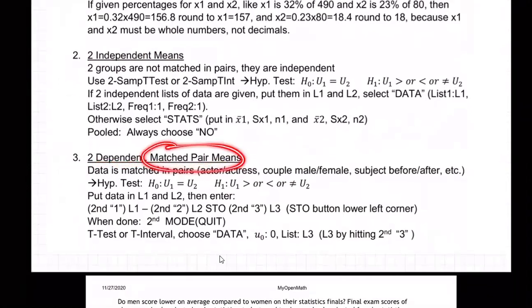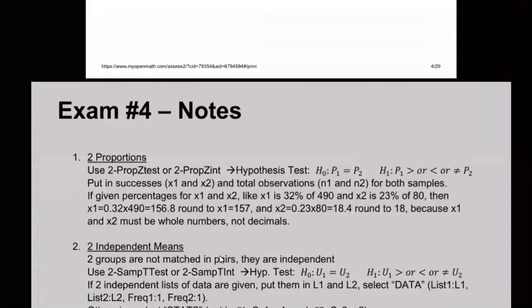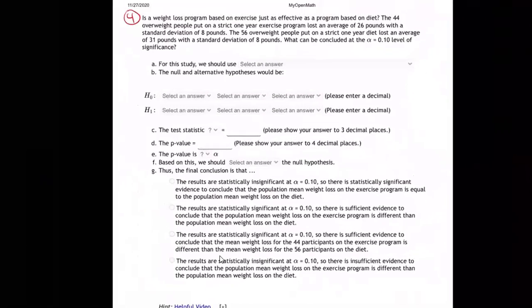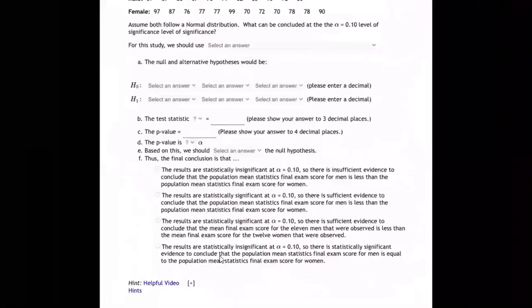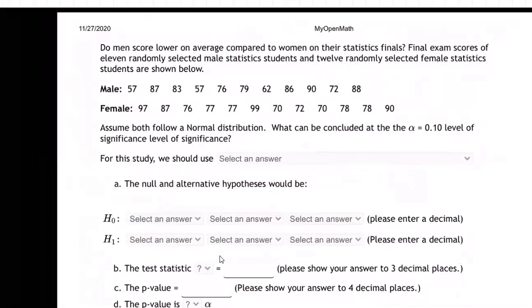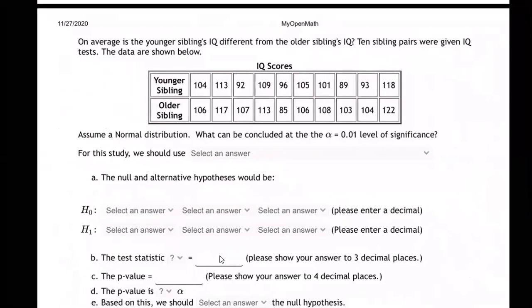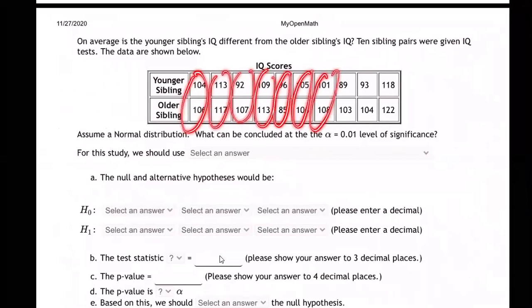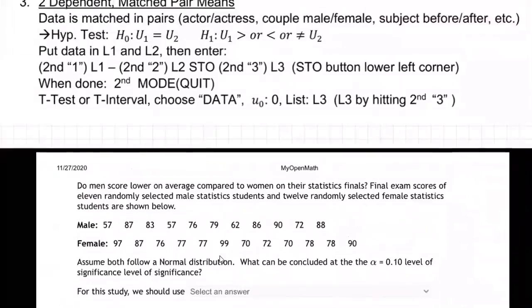Well, do we see them in matched pairs? Is the data matched in pairs, like actor, actress, couple, male, female, subject before and after? Do we have that on this problem? No, we don't have anything like that. What would that look like? Well, let me show you. Look at this problem, see how they're matched? And look at this one: younger, older, younger, older. See how they're matched up? So these are some examples in which data is matched up in pairs. That's not what we have going on in this problem, is it?